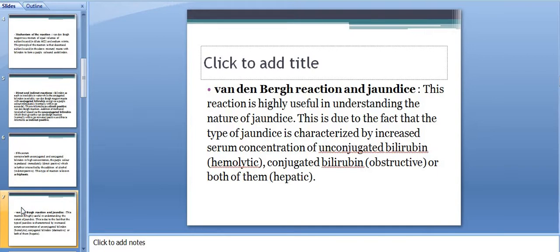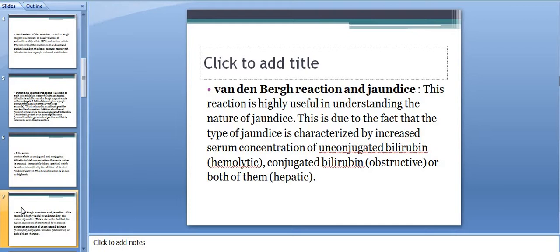Vandenberg reaction and jaundice. This reaction is highly useful in understanding the nature of jaundice. This is due to the fact that the type of jaundice is characterized by increased serum concentration of unconjugated bilirubin, conjugated bilirubin, or both of them.